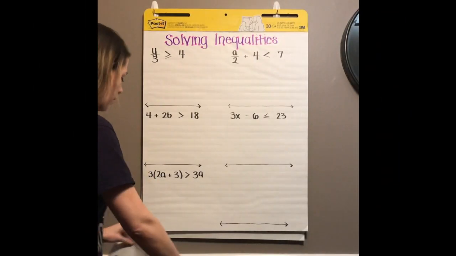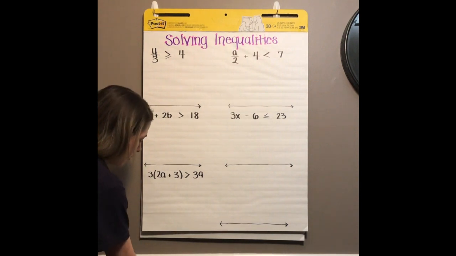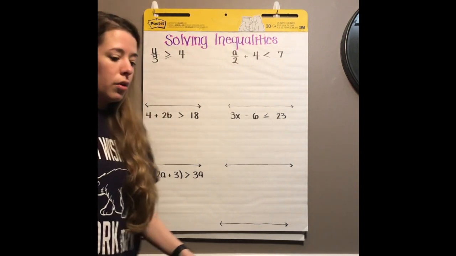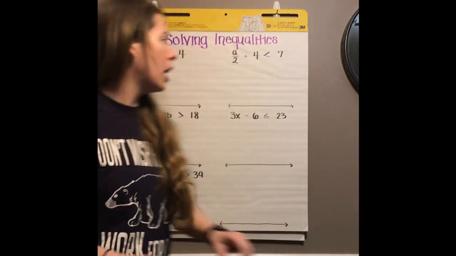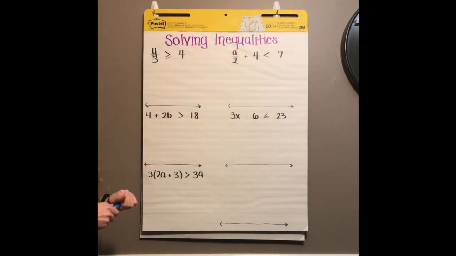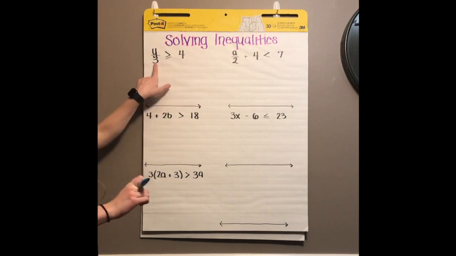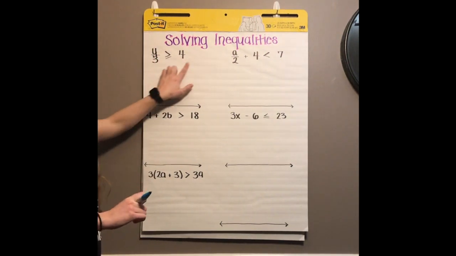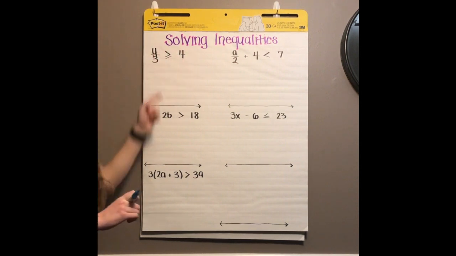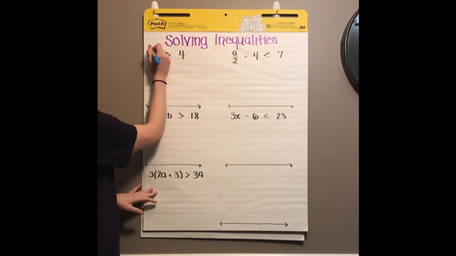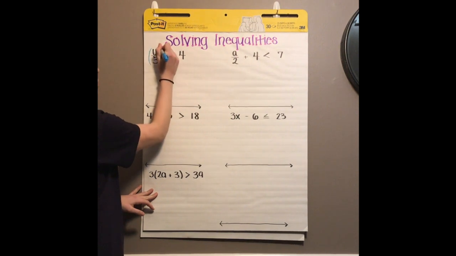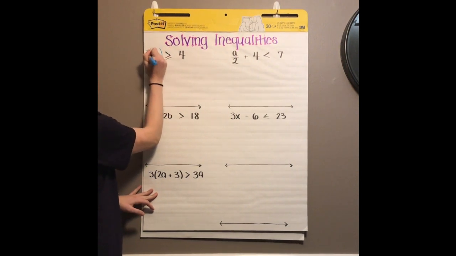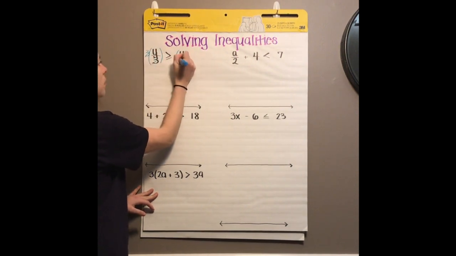Inequality, we're going to give a whole range of answers. So if I'm looking to solve this inequality of y divided by 3 is greater than or equal to 4, I want to do the opposite of what's happening to y. This is a one-step equation because there's only one operation happening. So I'm multiplying by 3.